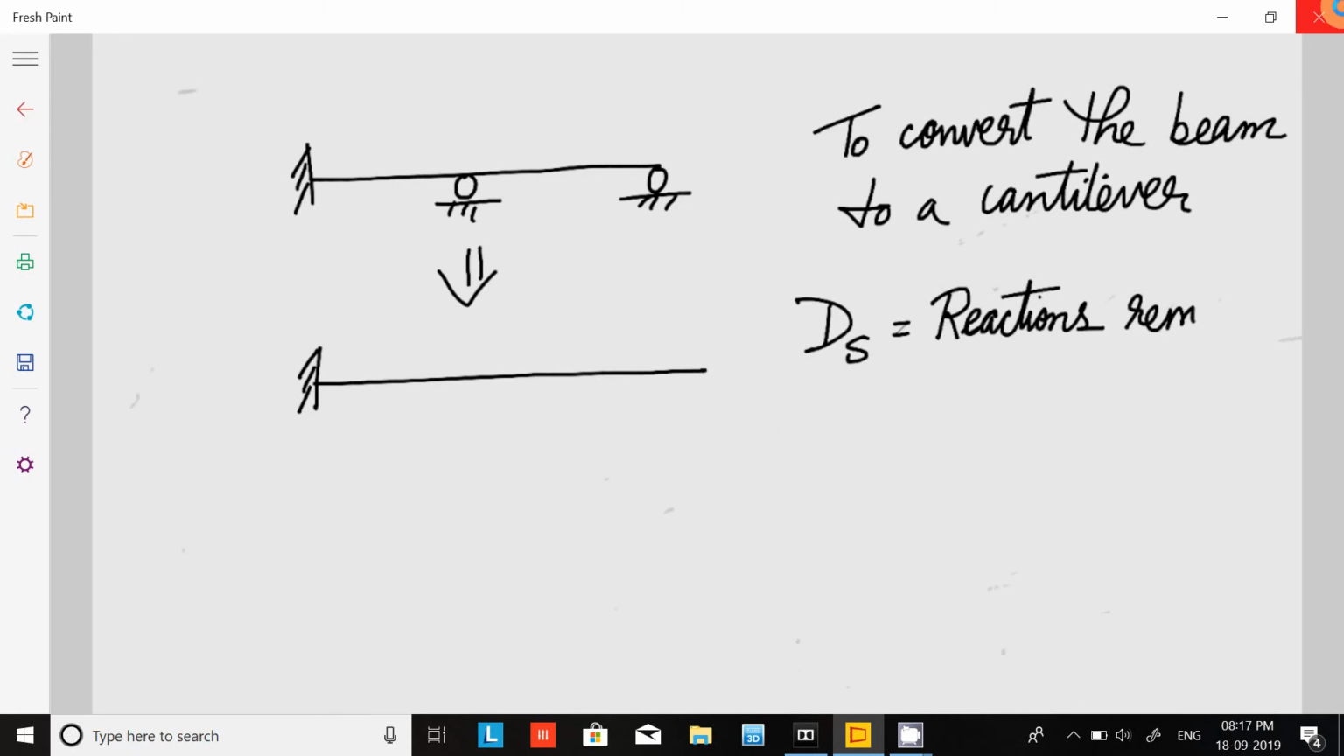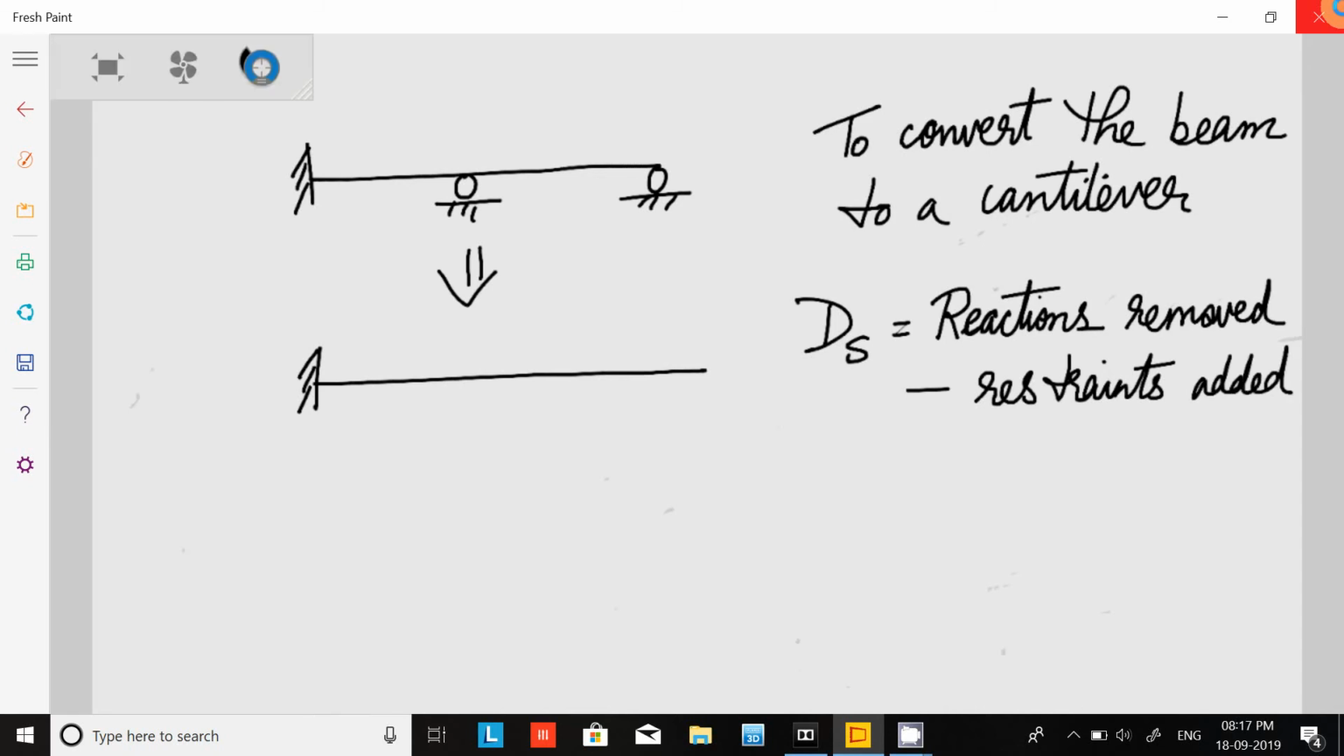Reactions removed minus restraints added. So how will you do it? You see here, this fixed is giving three reactions. This roller is giving one, this roller is giving one. So in order to convert it to a cantilever, how many reactions do we have to remove? This one, this one. So two reactions we have to remove.